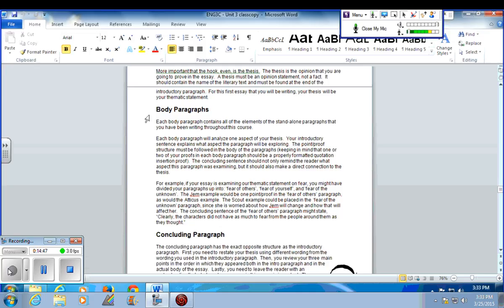You need 3 points or proofs for each paragraph for a total of at least 9. Some essays have 4, 5, even 6 different proofs. You can have as many as you need to, but the minimum you have to have is 3.